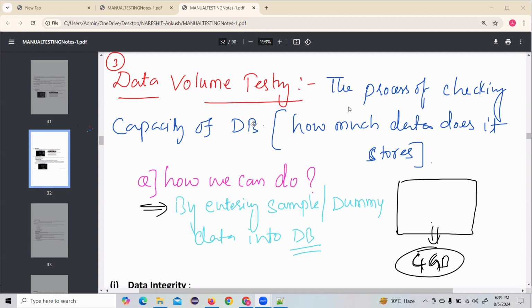Examine the stability and response time of the system. No, response time of the system we can test under performance testing. How fast, how quick we are getting the response from the server, that we can check under performance, not here. Is it done? Okay, good.